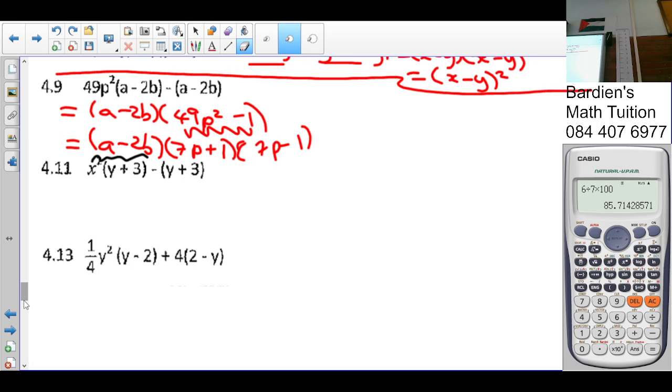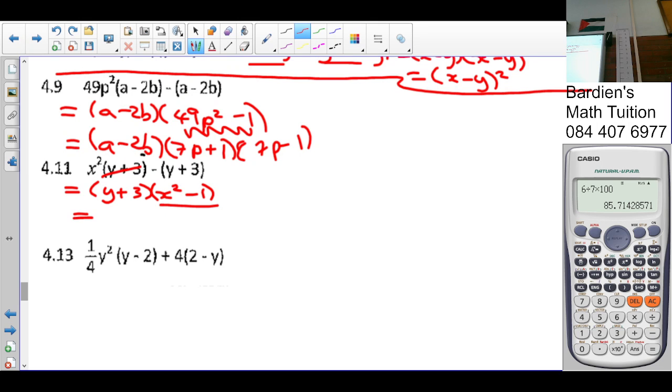The next one. What is common? Y plus 3. What are we left with? X squared minus. Again, what can be done there? Those are 2 squares. Y plus 3, x plus 1. Let's look at the next one.